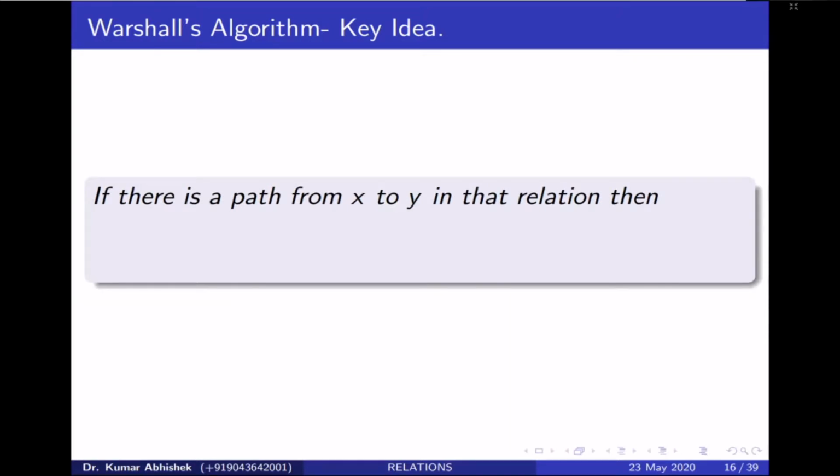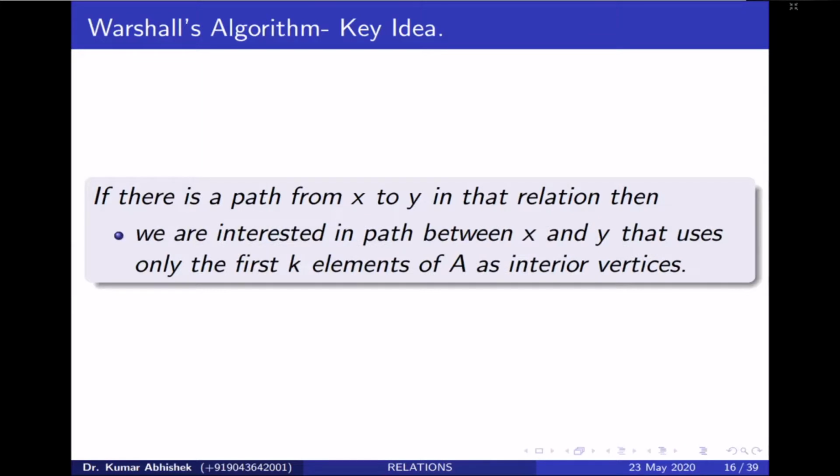So if there is a path from x to y in the relation, then we are basically interested in a path between x and y that uses only the first k elements as the interior vertices, and this is precisely where Warshall's algorithm becomes efficient compared to the algorithm prescribed by theorem 1 in lecture number 12.